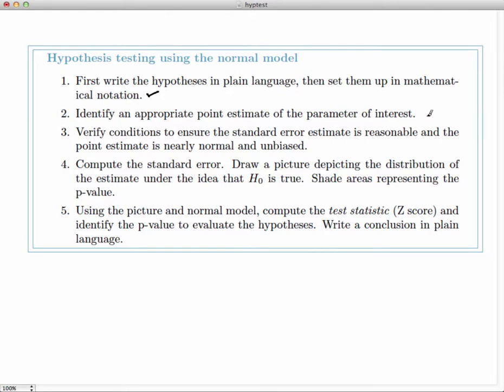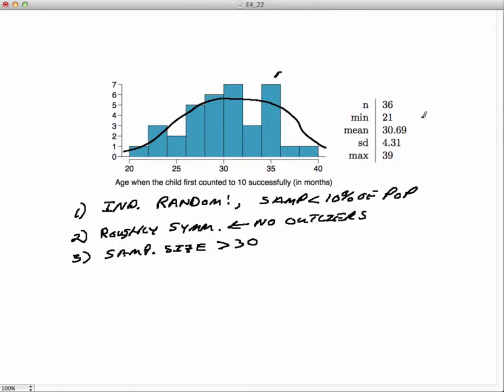Identify an appropriate point estimate of the parameter of interest. In other words, what they want us to do now is state everything that was given to us in the problem statement in terms of the appropriate statistics. So let's go take a look at that. Here's our appropriate point estimate right here. That's the mean, that's X bar, our sample mean, which is 30.69. And our sample standard deviation, which we're going to need to calculate our standard error, that S is equal to 4.31. And when calculating the standard error, you need to know what the sample size is, so you're going to need to know what N is. So we're going to need those three numbers.